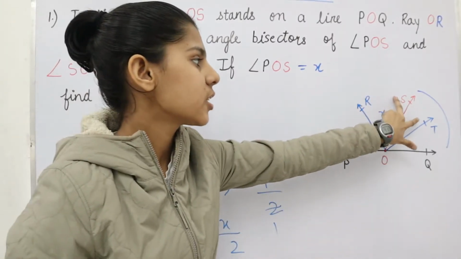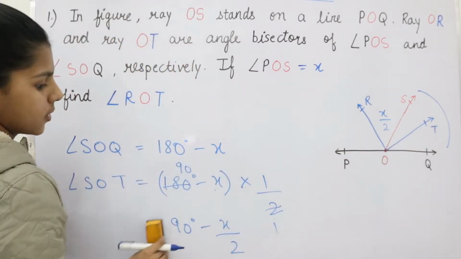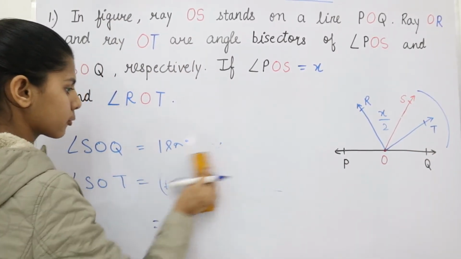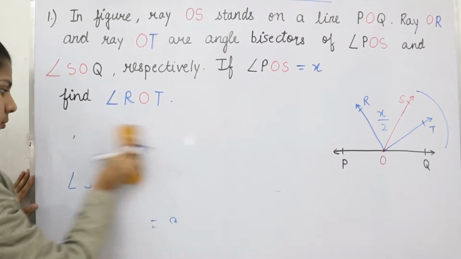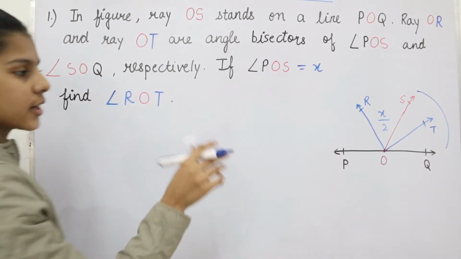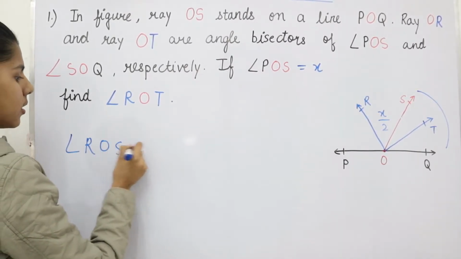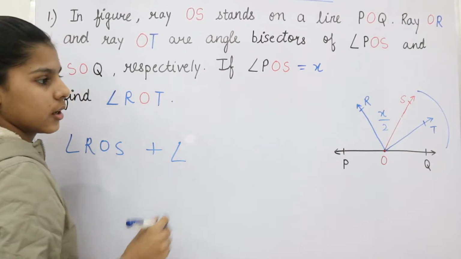Now we will add both these halves and we will get the complete angle ROT. So now let's add both the angles. The first angle, the first half, you can say ROS, plus angle SOT.